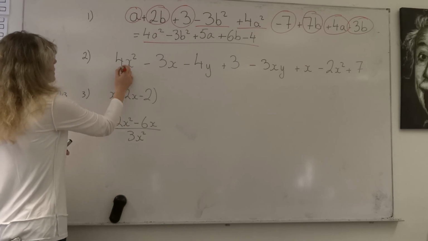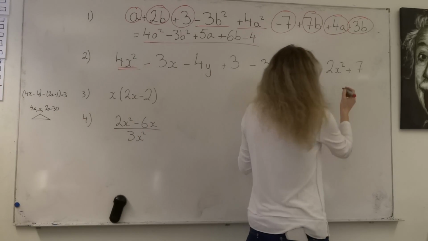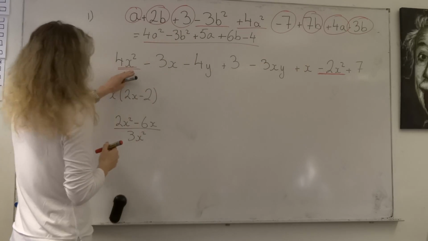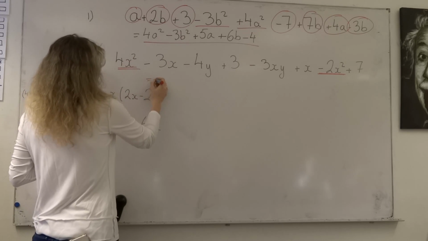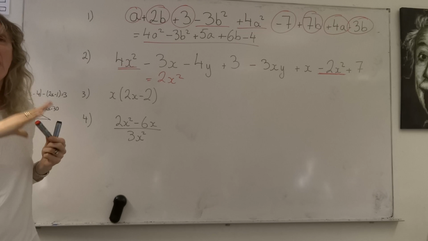Next one then, do we have any area terms? Yep, we have an x squared here, that's an area term. There's no volume terms, there's no cubes. And here we have another x squared. So we get 4x squared minus 2x squared, giving us the answer 2x squared.